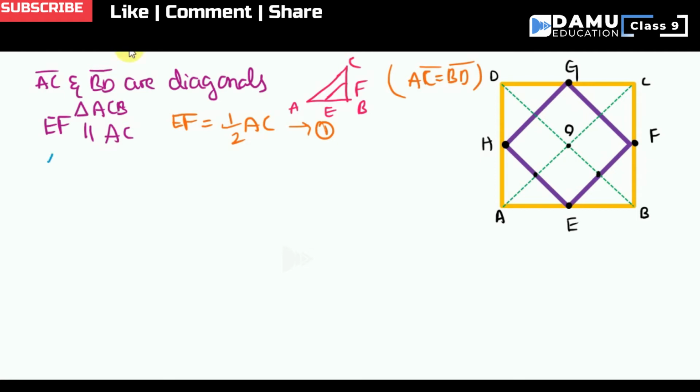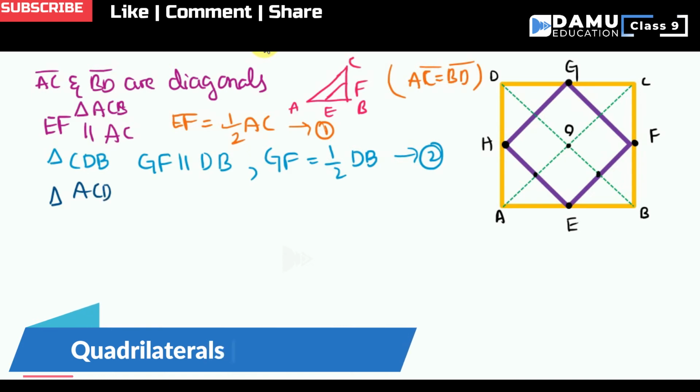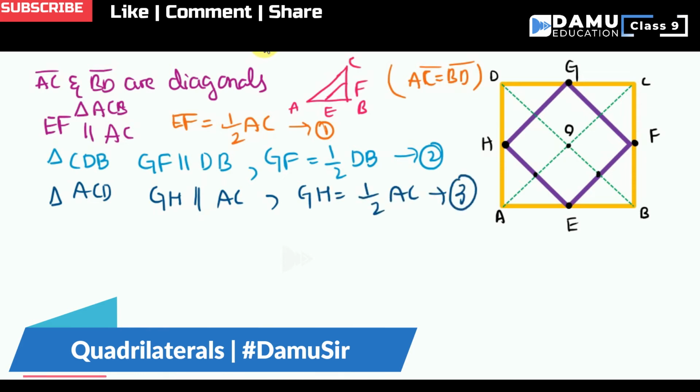Our next condition: after EF, let's take FG. In triangle CDB, GF is parallel to DB. Then GF will be equal to half of DB, or BD, you can take either. Let's take this as equation 2. Our next condition: let's consider triangle ACD. Then GH is parallel to AC. That means GH will be equal to half of AC. Let's take this as equation 3.